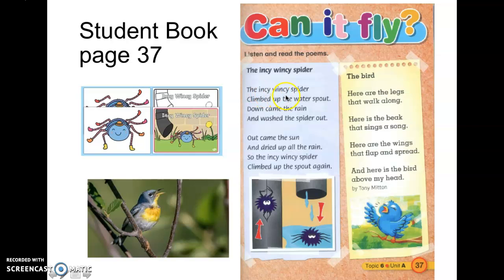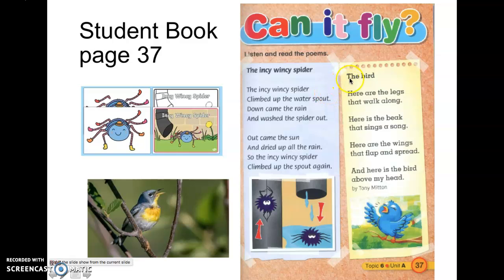The Incy Wincy Spider climbed up the water spout. Down came the rain and washed the spider out. Out came the sun and dried up all the rain. So the Incy Wincy Spider climbed up the spout again.